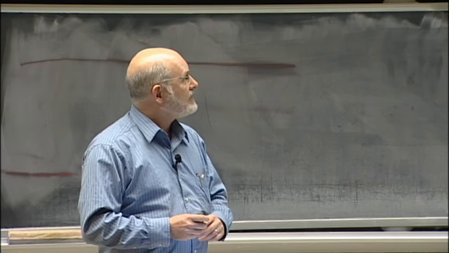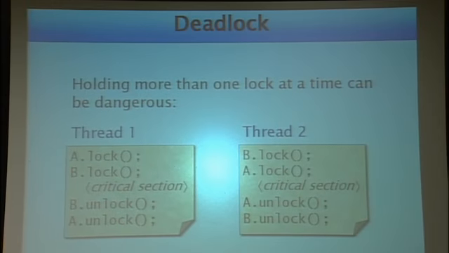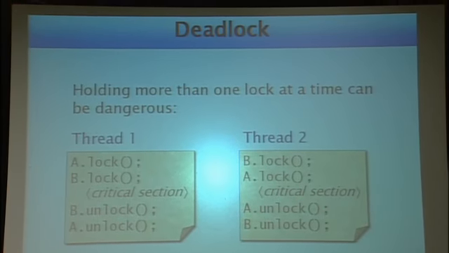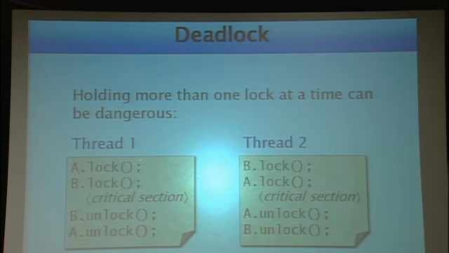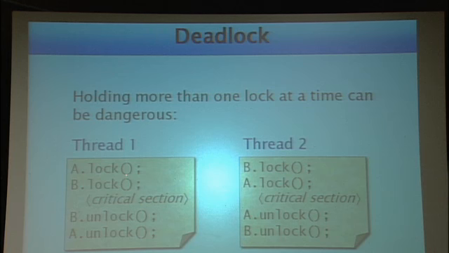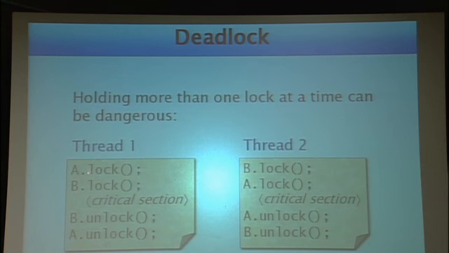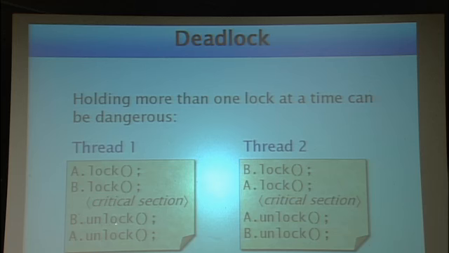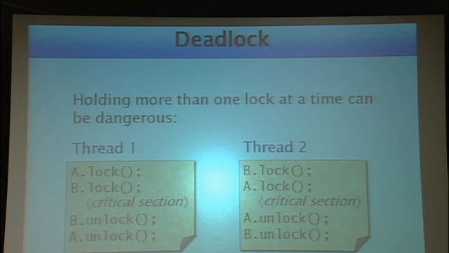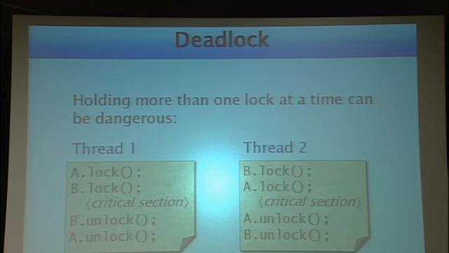Okay, so here's a classical instance of deadlock. Deadlock typically occurs when you hold more than one lock at a time. Here, this thread is going to grab lock A, grab lock B, then unlock B, unlock A, and in there do a critical section. Why might I grab two locks? What's the circumstance where I might have code that looks very similar to this?